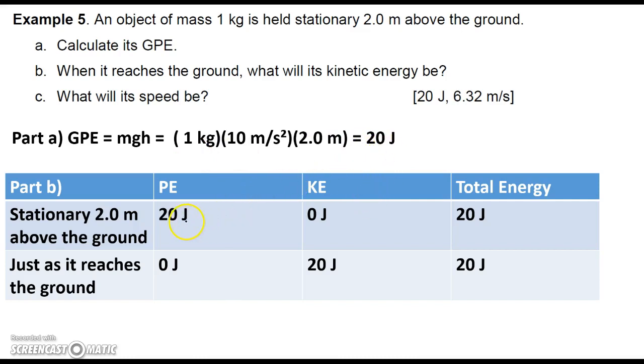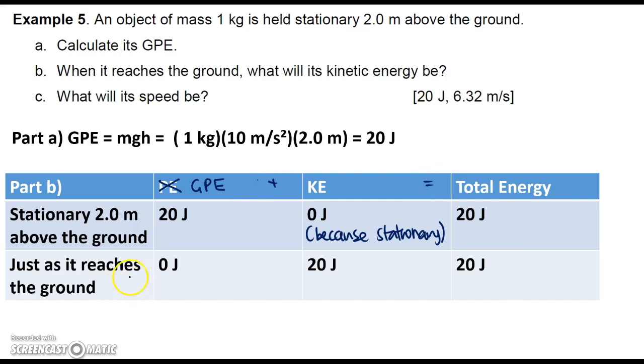Okay, so since you have the gravitational potential energy of the object stationary 2.0 meters above the ground, let's write gravitational potential energy: it's 20 joules. And because it is stationary, its kinetic energy is 0 joules. And so the total energy, which is the gravitational potential energy plus kinetic energy, is equal to 20 joules.